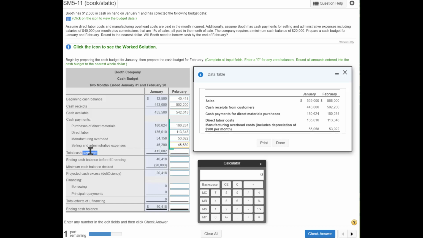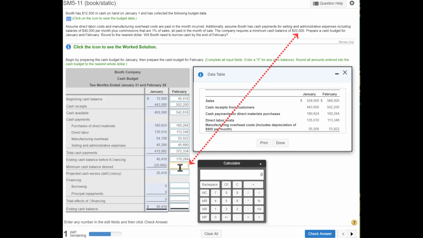So now we need to do our total cash payments. And here's our cash payments. We add this, plus this, plus this, plus this. And that gives us total cash payments of 372,334. Next, we need to figure out our ending cash balance. So we had cash available of 542,618. We spent 372,334. So we're going to subtract 372,334 from 542,618, and we get 170,284.